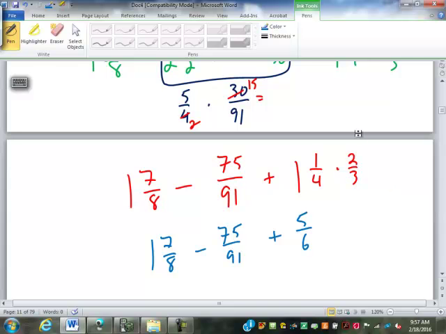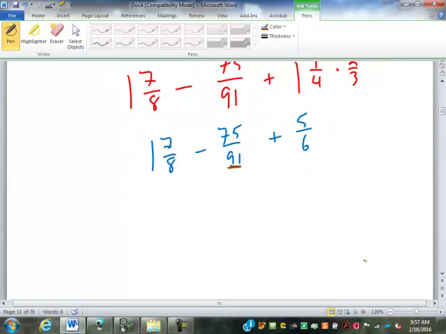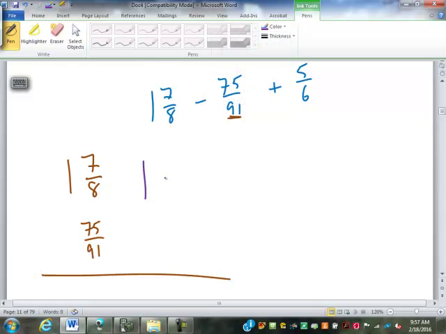Well, this is where it really gets hairy, because you've got to find a common denominator for 91. 91 is not a pleasant common denominator. It's only divisible by things like 13 and 7. So 1 and 7/8, 75/91. You think about it for a little while, it's not too bad. 728 is your common denominator.